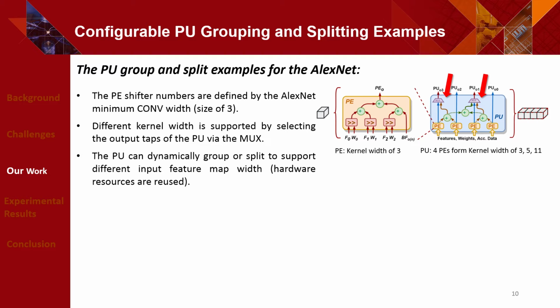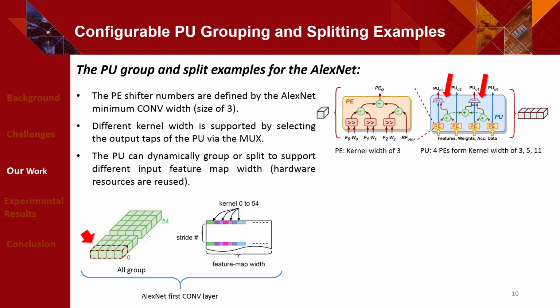And so during operation, the PU can dynamically group or split to support different input feature map widths. So let's illustrate in the bottom left: for the AlexNet first convolution layer, 55 sets of kernel are required. Then all the PUs are joined together in order to work the entire row.